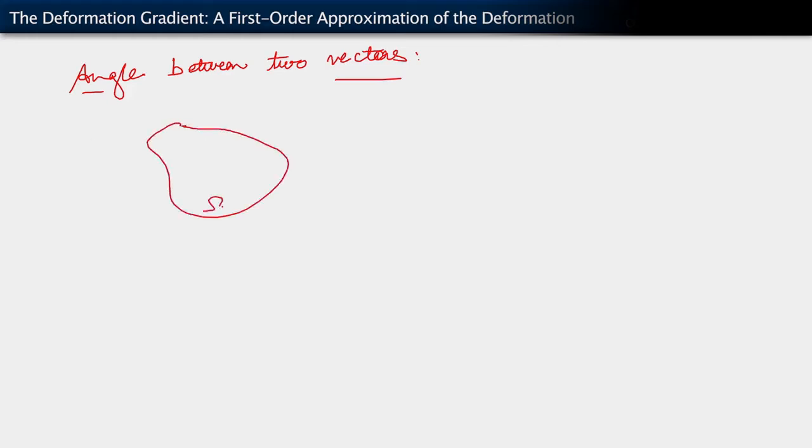Let's just observe a couple more properties of the deformation gradient. Let's see what the deformation gradient does to the angle between two vectors. Okay, so in the reference configuration, we have two vectors, say u and v. And now the deformation takes them to Fu and Fv, right?